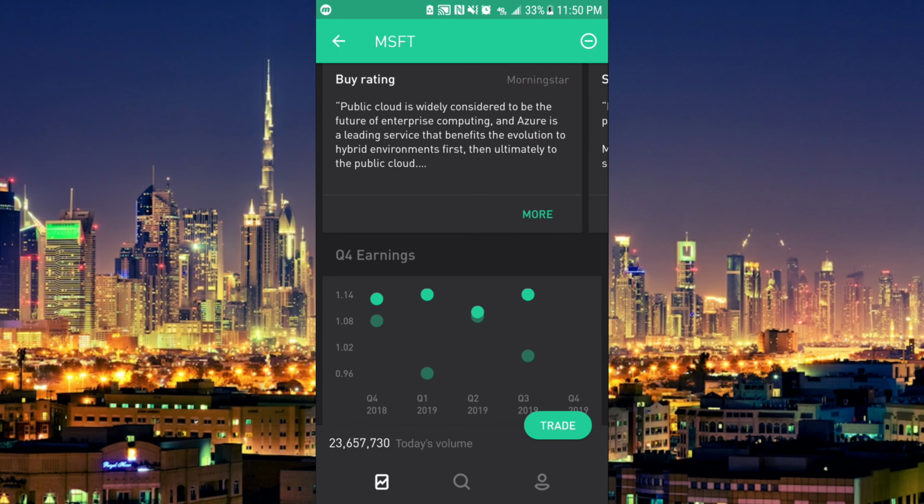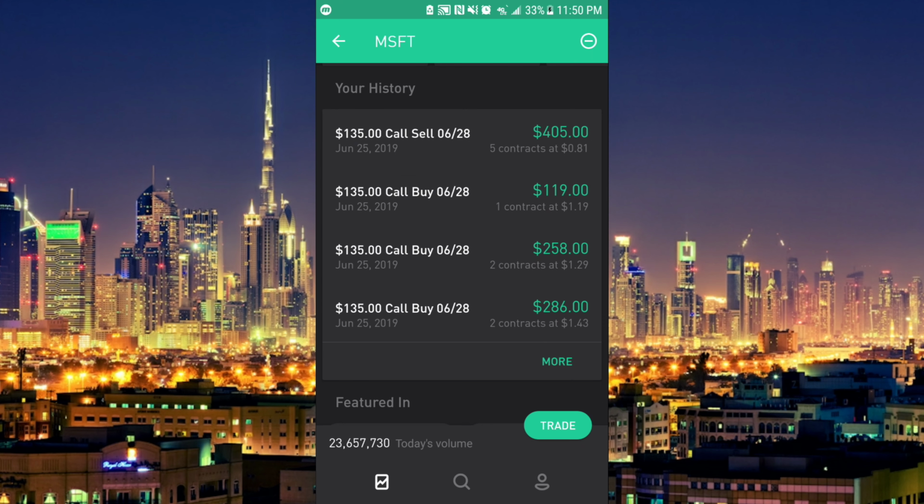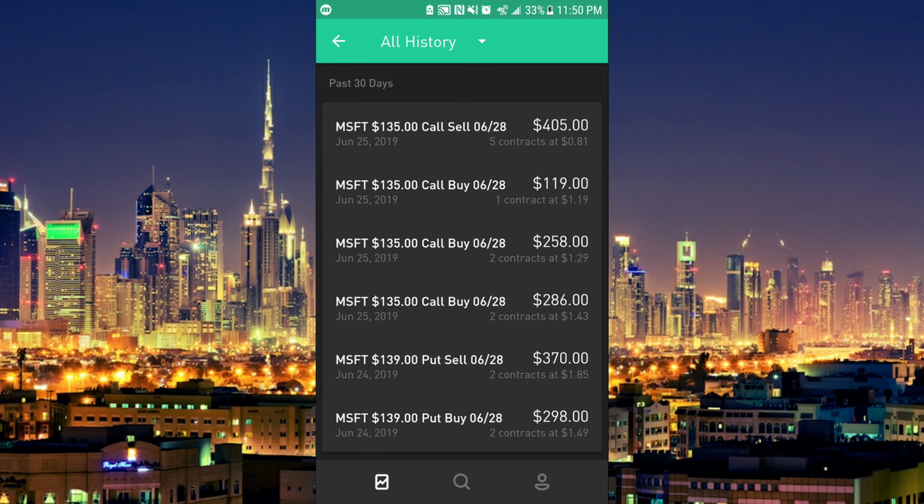There we go. So we're gonna look at the history. Originally, what I did was on June 25th I opened up a small position of the 135 calls, which were in the money at the moment that I bought them. I bought them at 129, and it just kind of went downhill from there because MSFT kept on dropping.